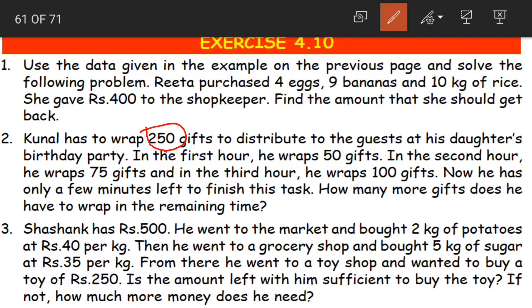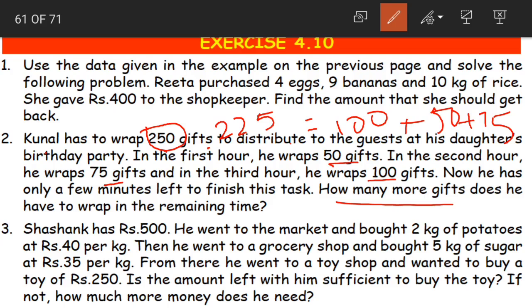Wrap means what? Cover it. On the gifts we put a nice gift wrapping paper, right, so that it looks colorful and neat. So like that, Kunal has to wrap 250 gifts. So first let us find out how many did he wrap. 50 plus 75 plus 100. The total comes to what? 225. How many did he wrap till now? 225. So how many more gifts does he have to wrap?